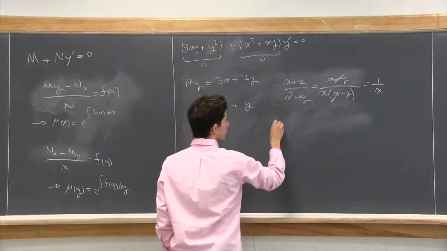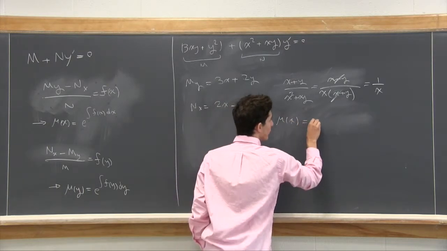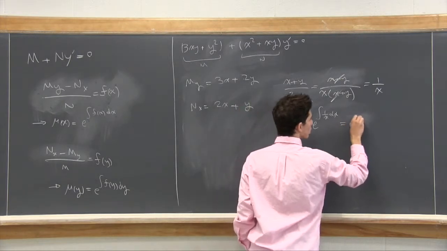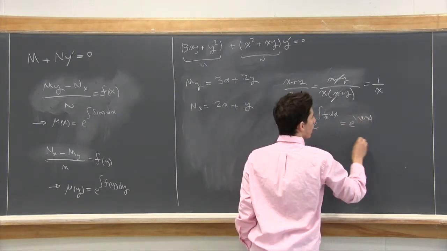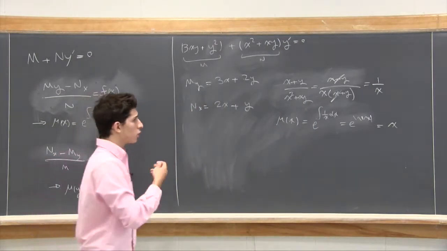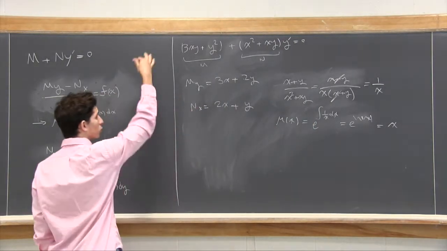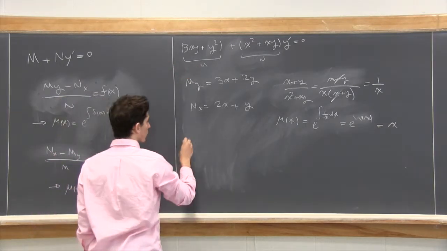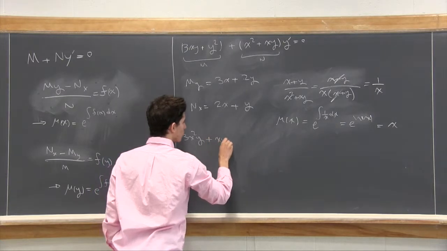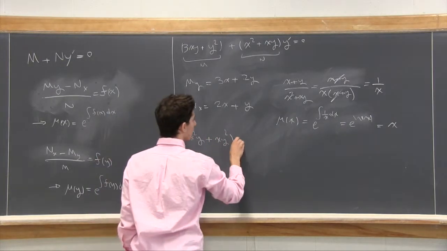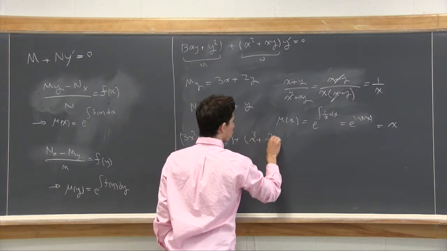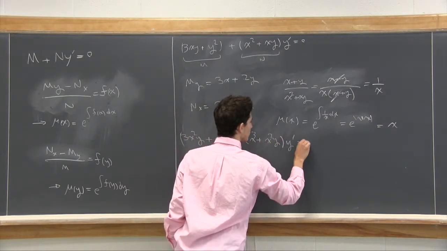Let's go ahead and construct our integrating factor. It's just going to be e to the integral of 1 over x dx. That's just e to the ln x, and that's just x, right? The e and the ln cancel each other out. So our integrating factor is just x. I multiply the whole equation by x. So I'm going to get 3x squared y plus xy squared, plus x cubed plus x squared y prime is equal to 0.